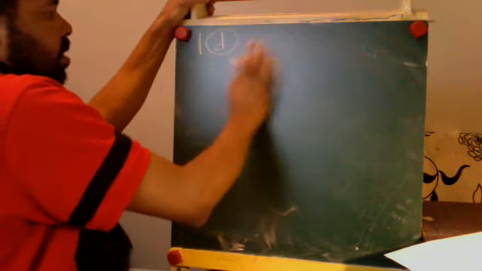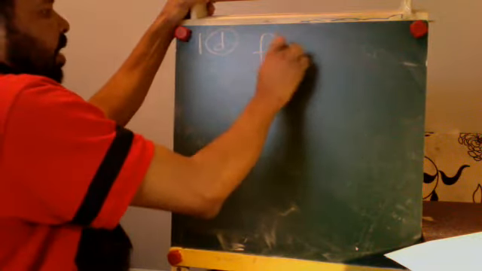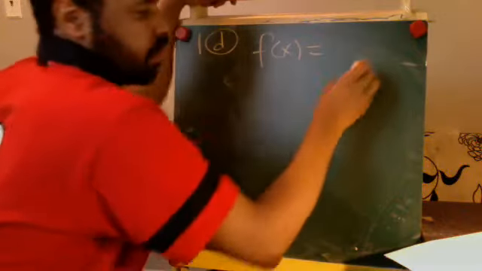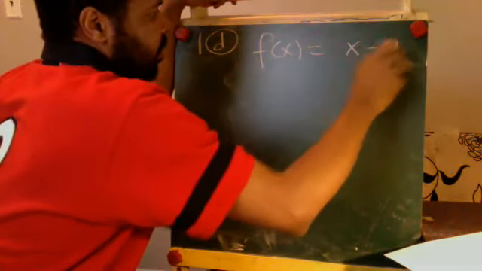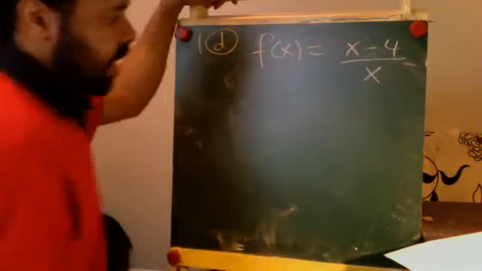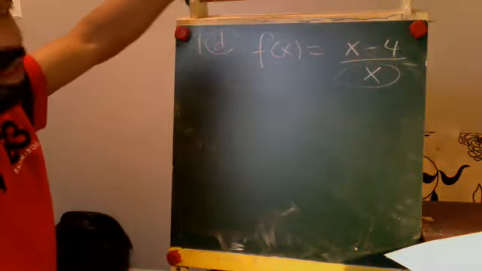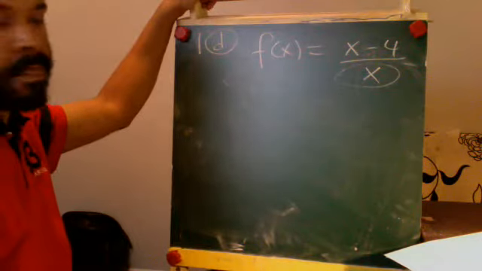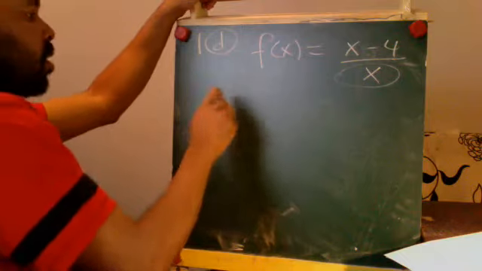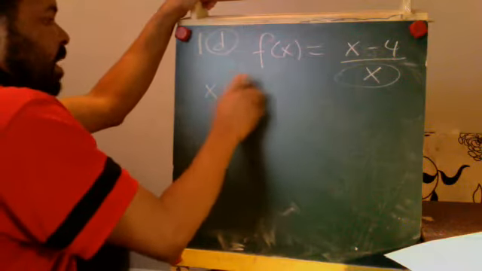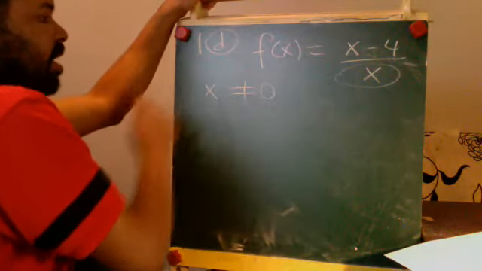Okay. So the last one, 1D, says that f of x is equal to x minus 4 over x. Again, we're only looking at the denominator. We're not looking at the numerator. The numerator doesn't tell us anything about the domain in this case, right? So we're looking for x not to be equal to 0. Perfect, that's it. That's our answer.